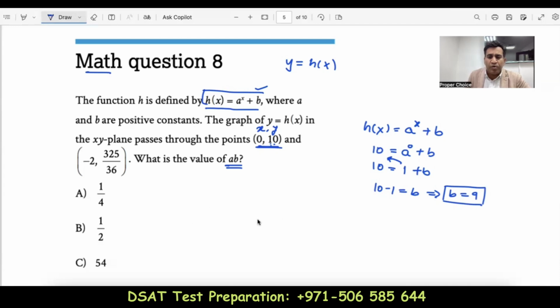Now we need to find a. After finding b, what would be your expression? Your given function becomes h of x equals a to the power x plus 9. I'm replacing b by 9. Now to solve for a, let's use the other coordinates. I can't use the first one because in that x is 0, I just get the value of b only, which we have already done. So in this case, this is the value of x and this is the value of y, which is basically the h of x value. So type it carefully: 325 by 36 is equal to a to the power negative 2 plus 9.